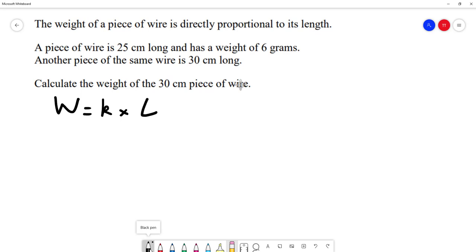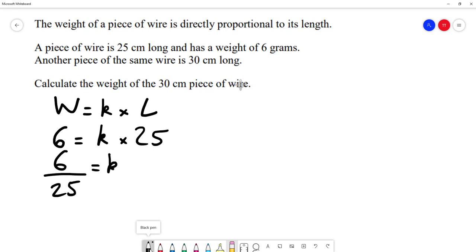Now they've given me some preliminary conditions. A piece of wire is 25 centimeters long, i.e. the length is 25. And in these problems, we're always trying to work out K, and the weight is 6 grams. So we need to work out K, so the opposite of times by 25 is divide. So we say 6 over 25 is the value of K.